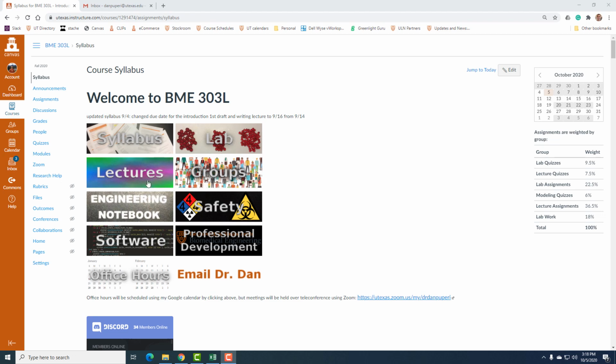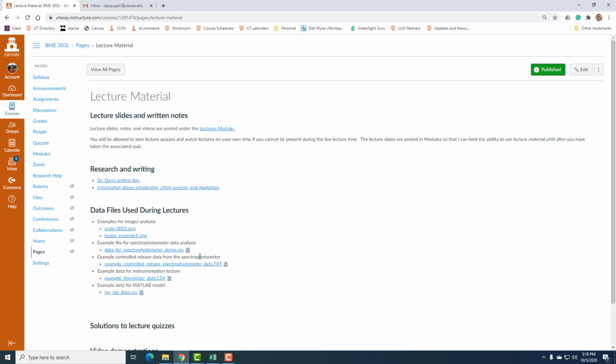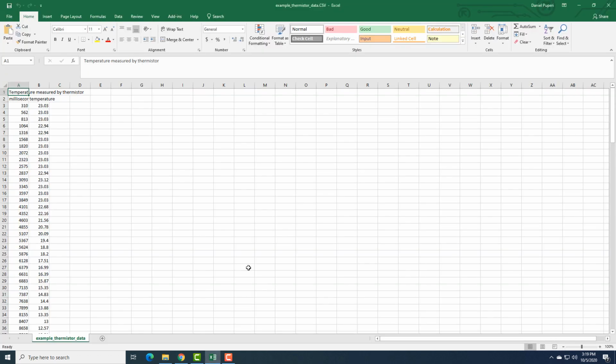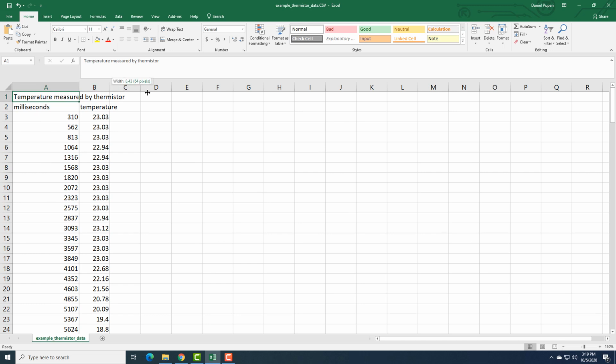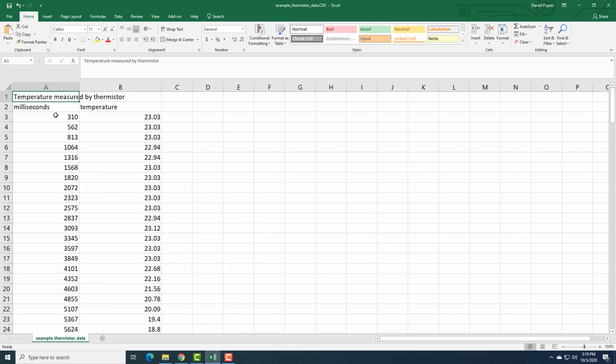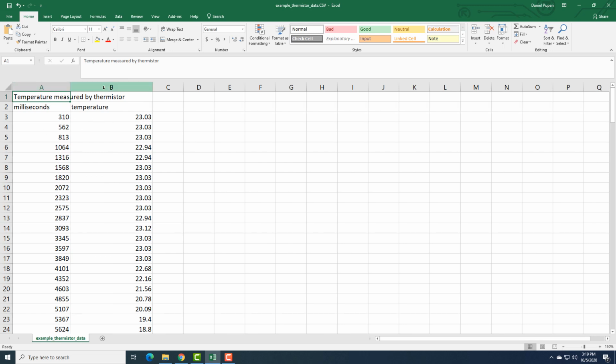So the file we're going to analyze is in this lectures area. We're going to look at this example thermistor data.csv file. This is me taking a thermistor, starting at room temperature and sticking it into a container of freezing water. I got the data, downloaded it. It's a CSV file that can be easily opened in Excel. And this is what your data looks like when you open it in Excel. This is what your data for all your temperature sensors will look like. You basically have the time in milliseconds and the temperature it's measuring in degrees Celsius.